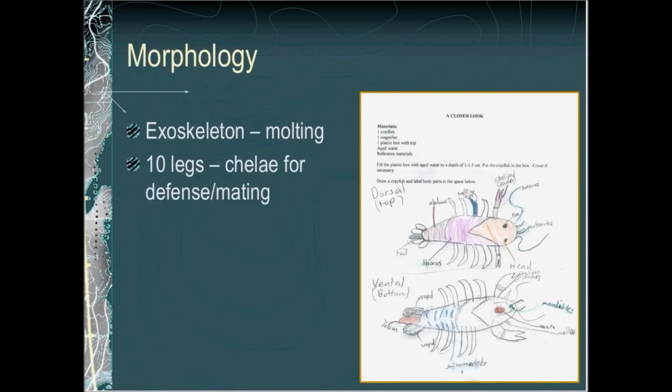Again, as I mentioned, they've got 10 legs, and the chela are the pinchers up front, and the ones that are probably one of the most obvious characteristics of these animals, that they use them for defense, for mating, but also for burrowing. They have two sets of antennae, which they use for locating food, but also locating prey, predators.